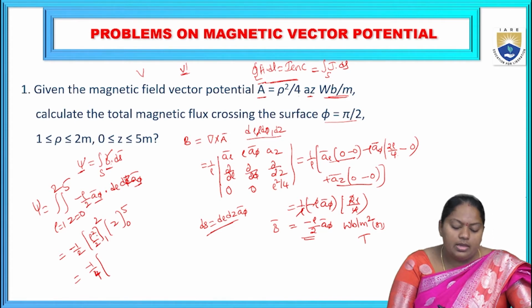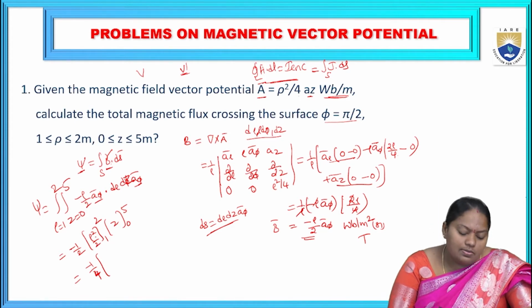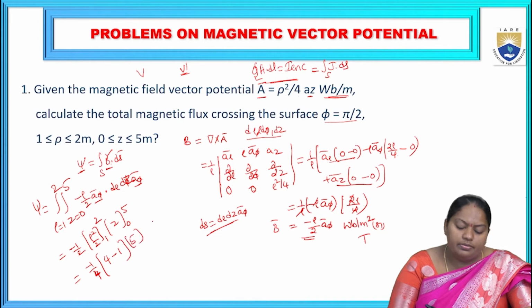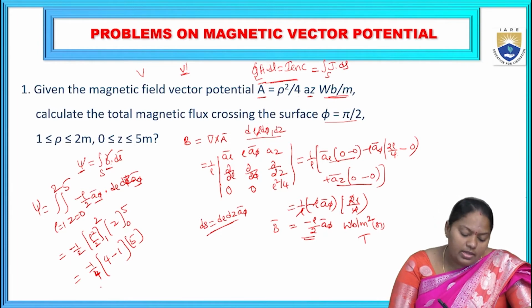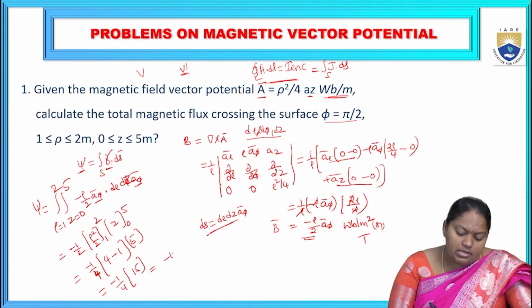Then rho square, again rho square by 2, with limits 1 to 2. If you substitute over here, 2 square value is 4 minus 1 square becomes 1, into z, which has to be 5 minus 0, equal to 5 itself. Then minus 1 by 4 into 4 minus 1 as 3. 3 into 5 becomes 15. Then which is equal to minus 15 by 4 Webers.